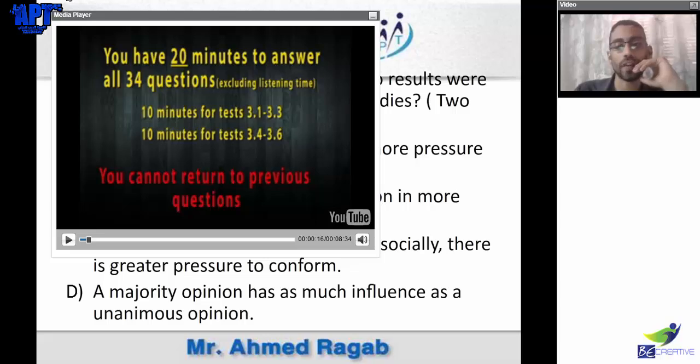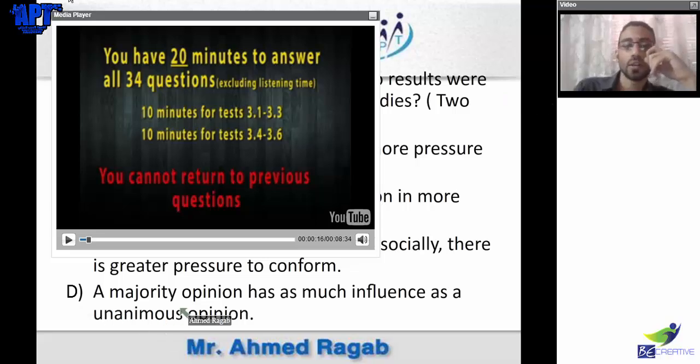So, according to the professor, what are the two choices that Asch and Abraham studied? A larger group exerted significantly more pressure than a smaller group. Subjects conformed to group opinion in more than a third of the trials. When the subject knows the group socially, there is greater pressure to conform. Majority opinion has as much influence as anonymous opinion.